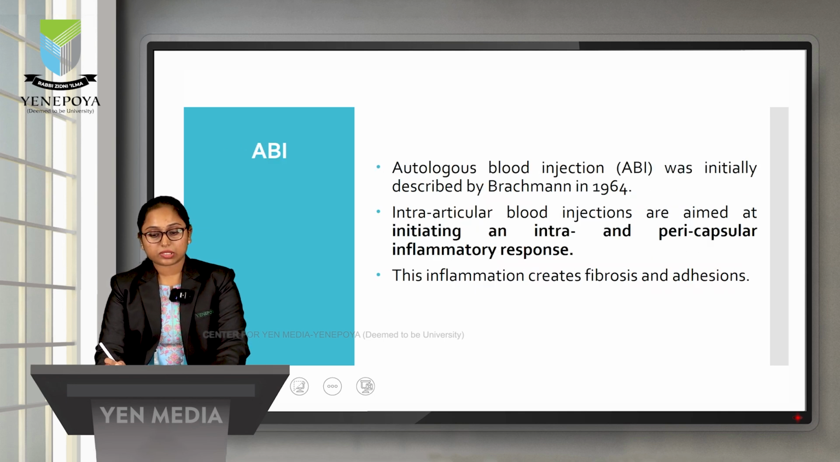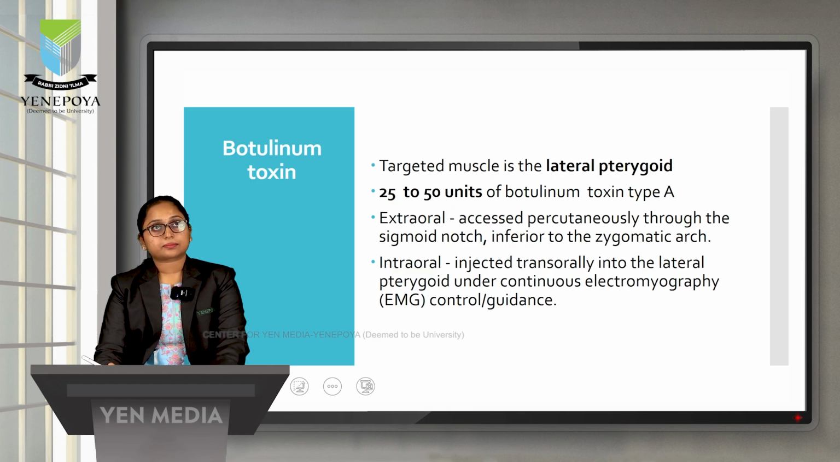Next comes autologous blood injections. It was initially described by Brachmann in 1964. Basically, the intra-articular injections are aimed at initiating an intra- or pericapsular inflammatory response. This inflammatory response in turn will create fibrosis and adhesions, which will prevent dislocation.